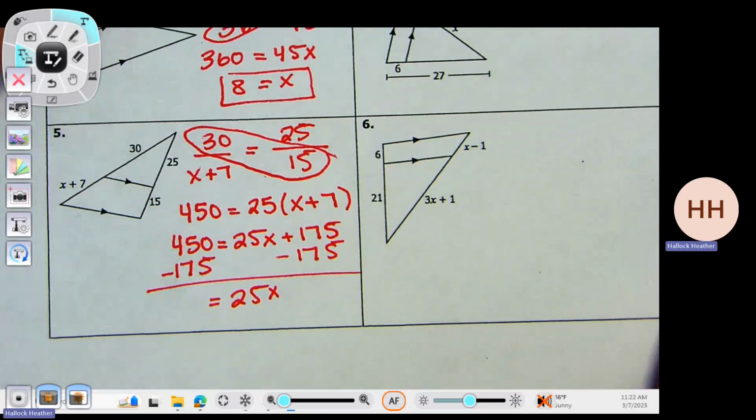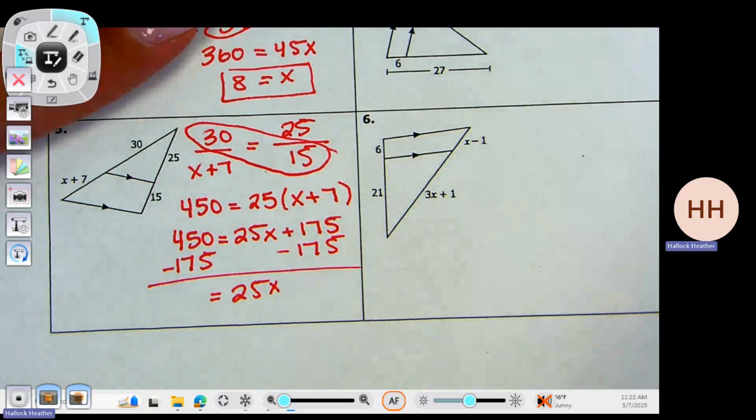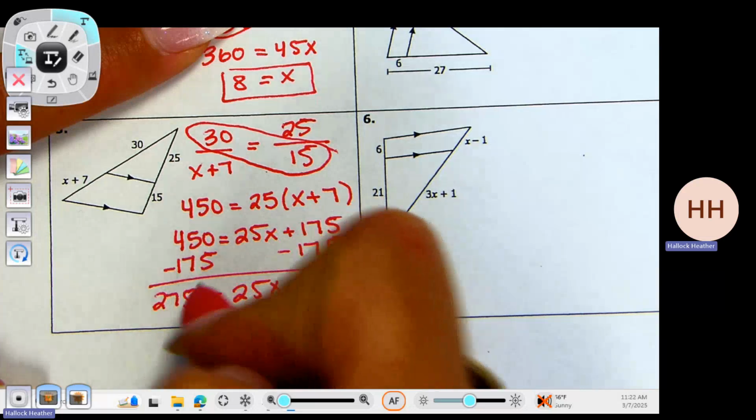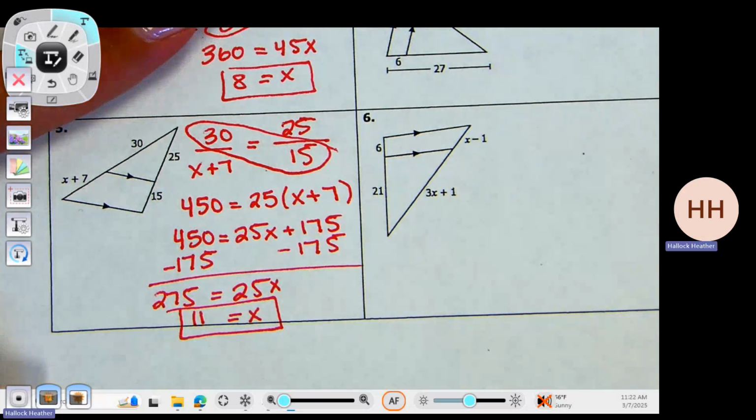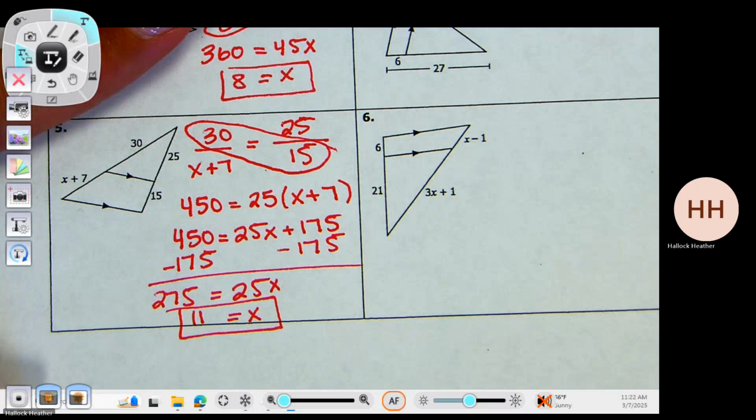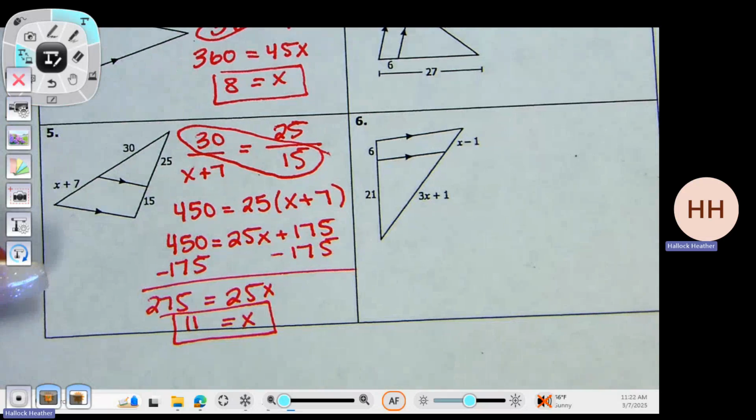Whenever I do 450 minus 175, 275. And then what's my answer? X equals 11. How do we feel? Easy peasy? Yeah. That's not bad. Let's go to the next set of questions.